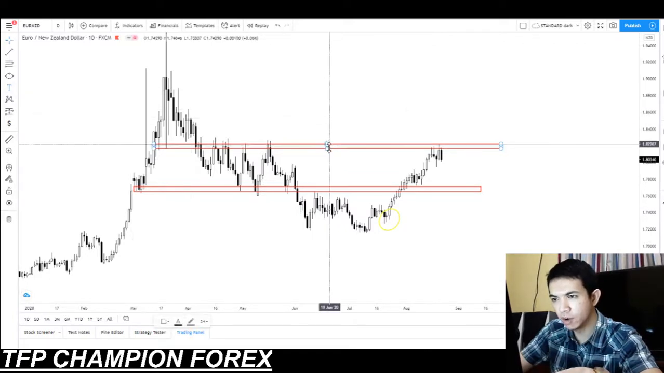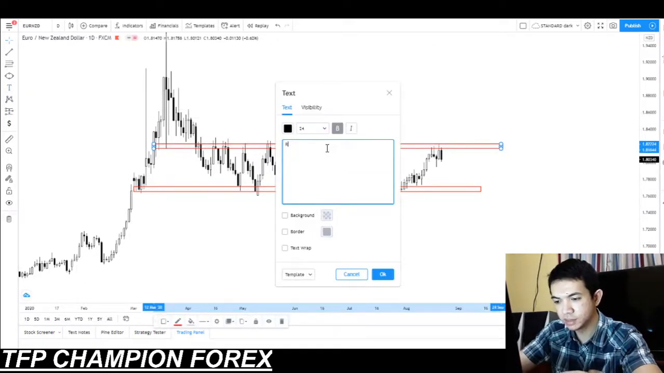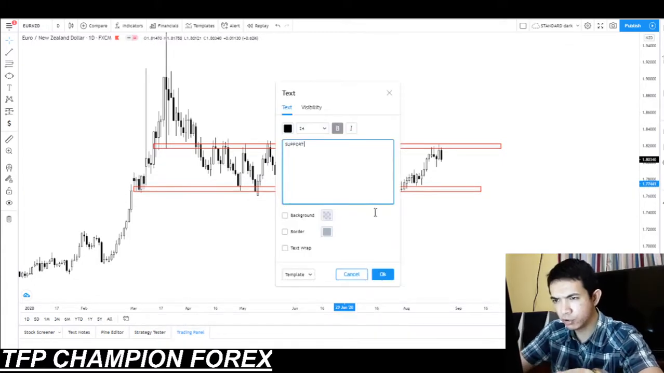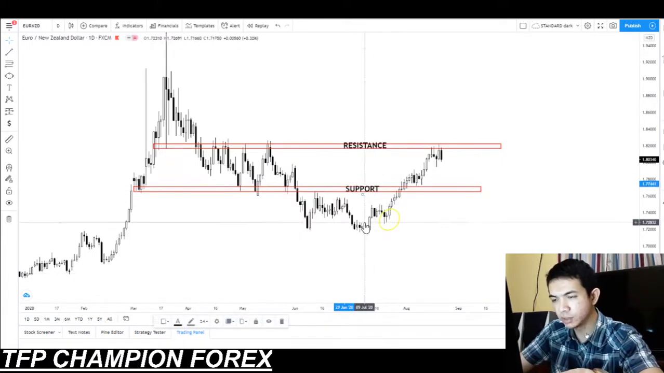Again, we already have our resistance here, key significant resistance, right? And we already have our key significant support. Why is it that support? Because the market, what?